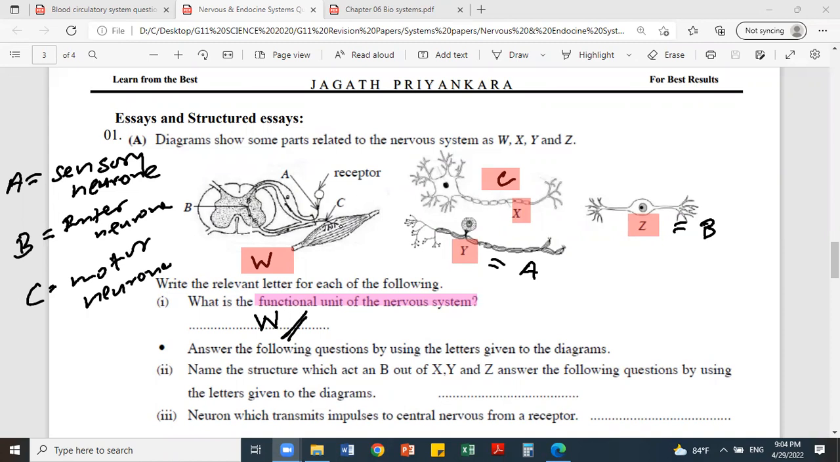And what is the first one? Name the structure which acts as B out of X, Y, Z. B is interneuron. Interneuron is represented by Z. Please raise your hand those who got Z for this one. Is it right?